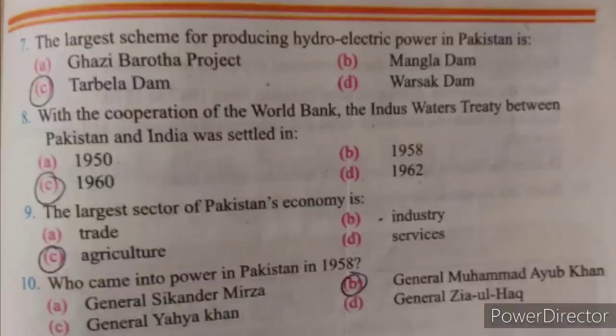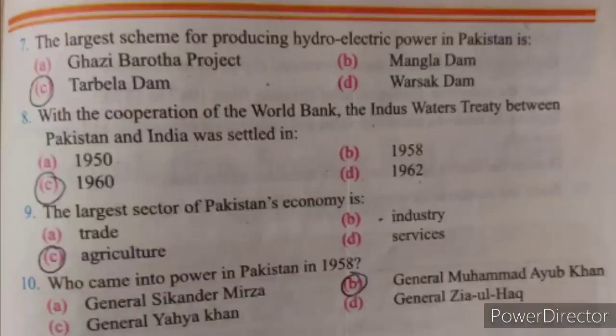With the cooperation of the World Bank, the Indus Water Treaty between Pakistan and India was settled in 1960. The largest sector of Pakistan economy is agriculture. And who came into power in Pakistan in 1958? General Muhammad Ayub Khan came into power in 1958.